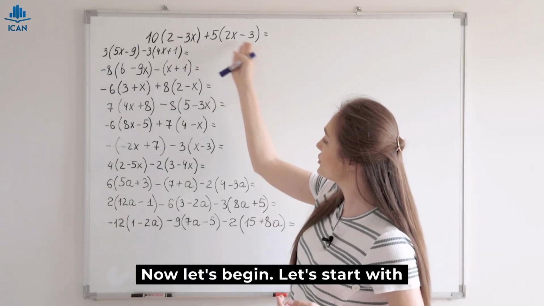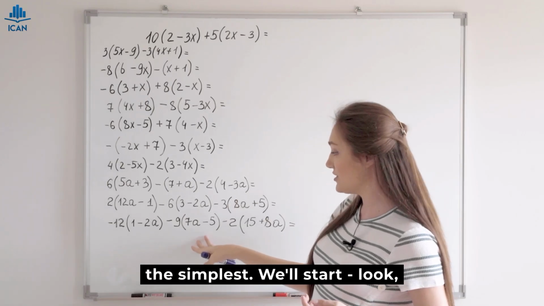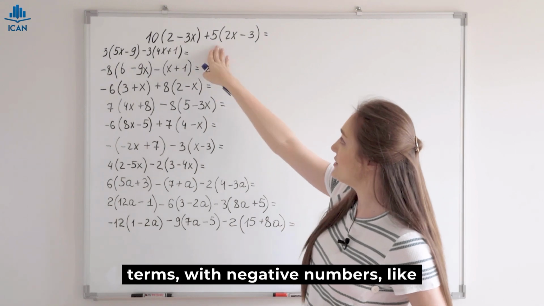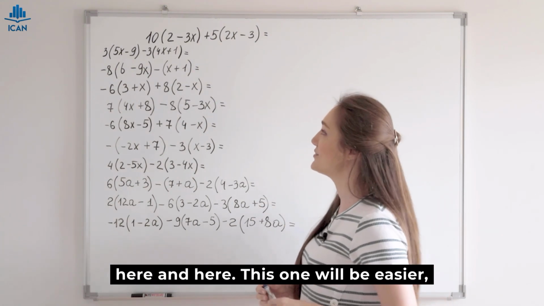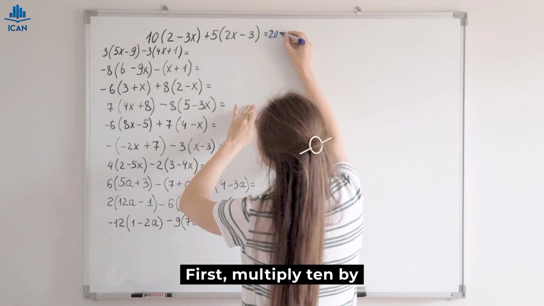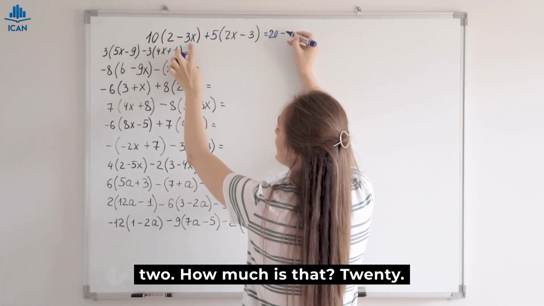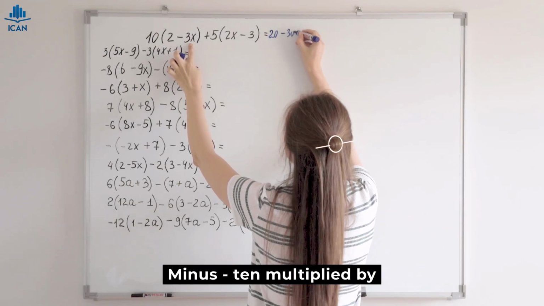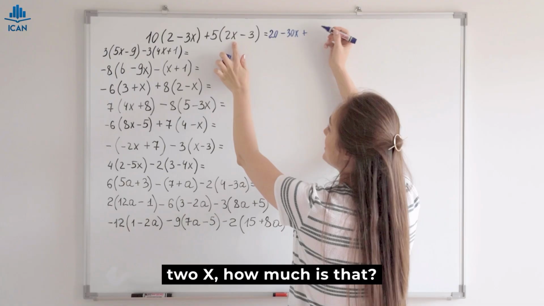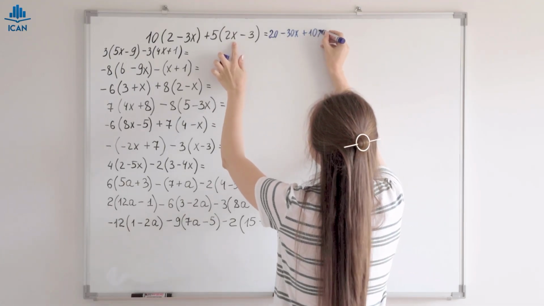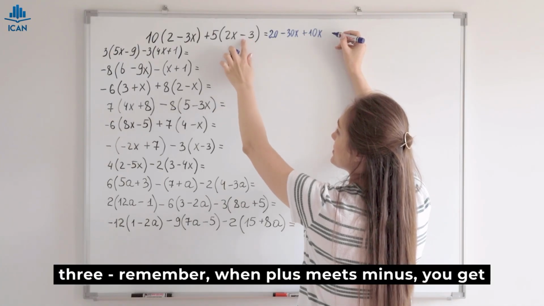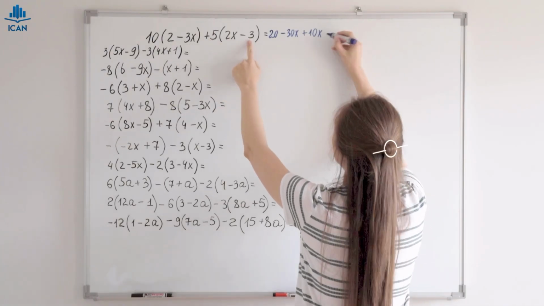Now let's begin. Let's start with the simplest. There are only two terms here, right? And here we'll go up to three terms with negative numbers like here and here. This one will be easier, yes. First, multiply 10 by 2. How much is that? 20. Minus 10 multiplied by minus 3x equals minus 30x. Plus 5 multiplied by 2x. How much is that? 10x. And 5 times minus 3. Remember, when plus meets minus, you get minus 15, yes.